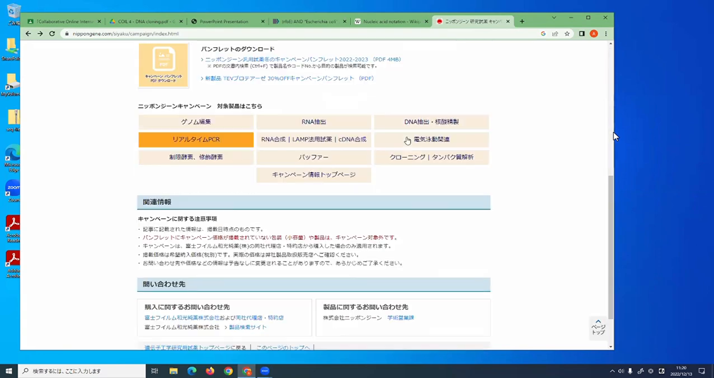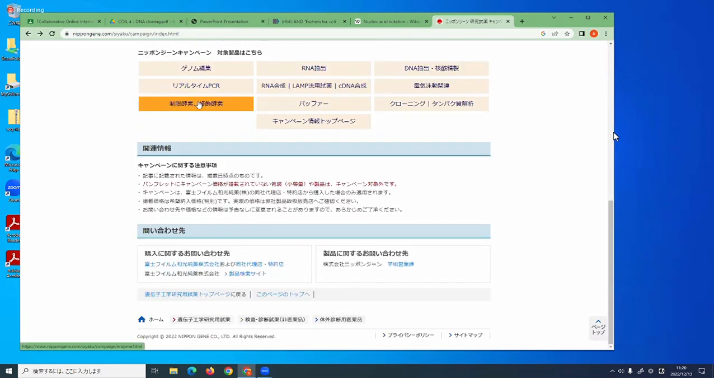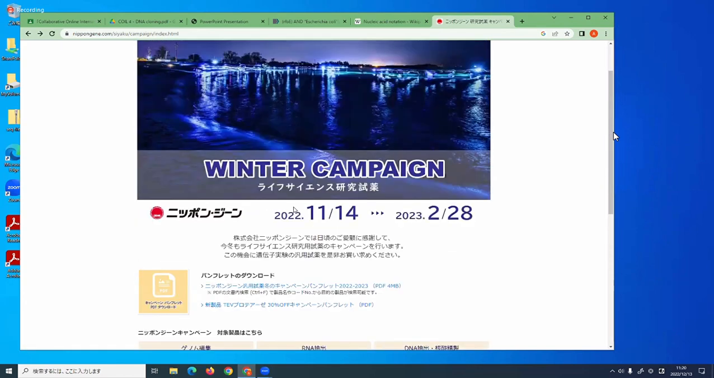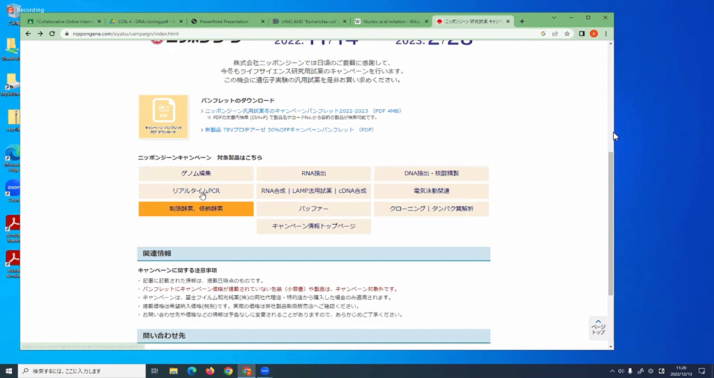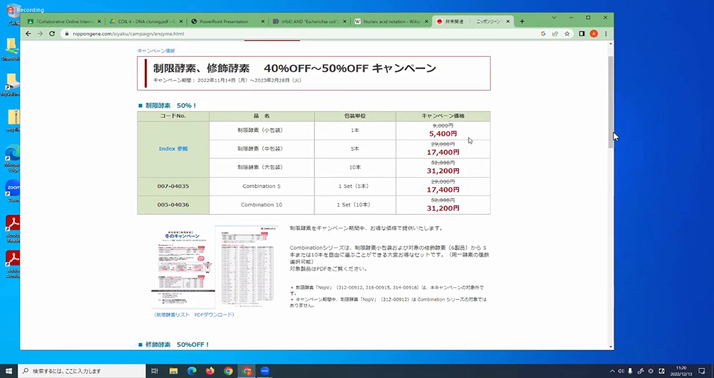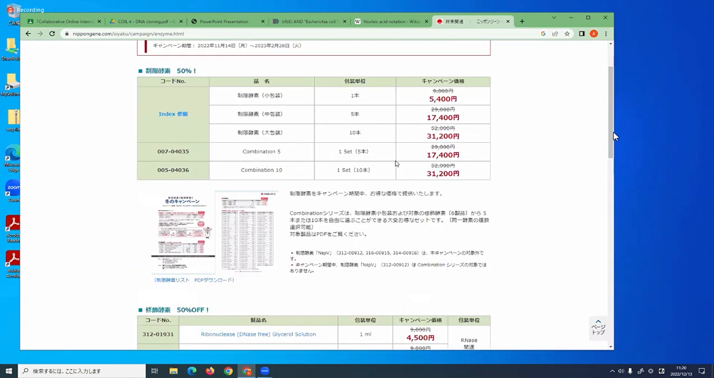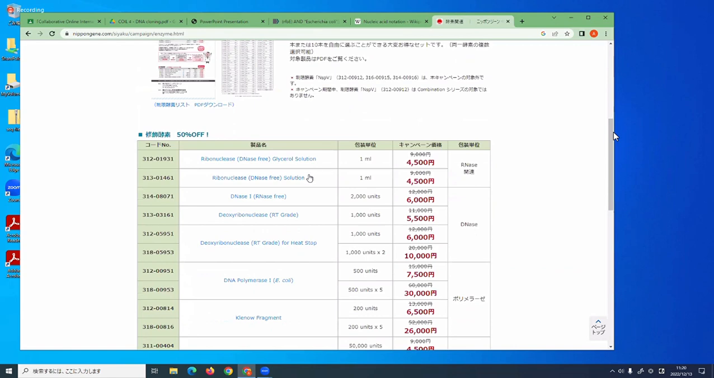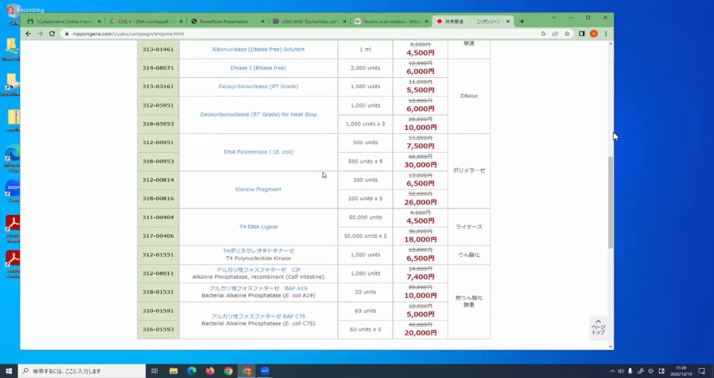Let's look at real-time PCR. Let's look at restriction enzymes instead. There is no real-time PCR, but there's no normal PCR. It should be. All right, let's just look at restriction enzymes. So it's about 5,400 yen, about maybe 200 ringgit per tube of restriction enzymes. So there's a lot of different types of restriction enzymes.